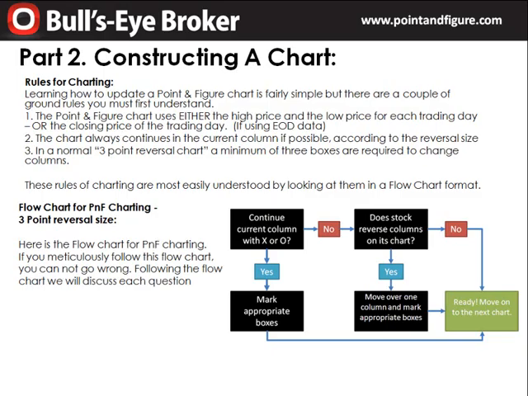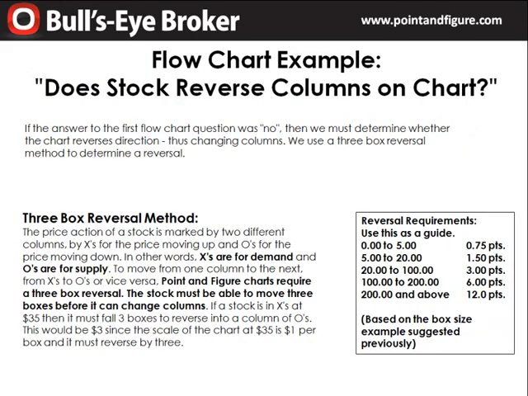If no, then you have to find out, does the stock actually reverse? And if the answer is no, then you move on to the next chart. If the answer is yes, you move over one column and mark the appropriate boxes. You must have at least 3 X's or O's to reverse. Does the stock reverse columns on the chart?